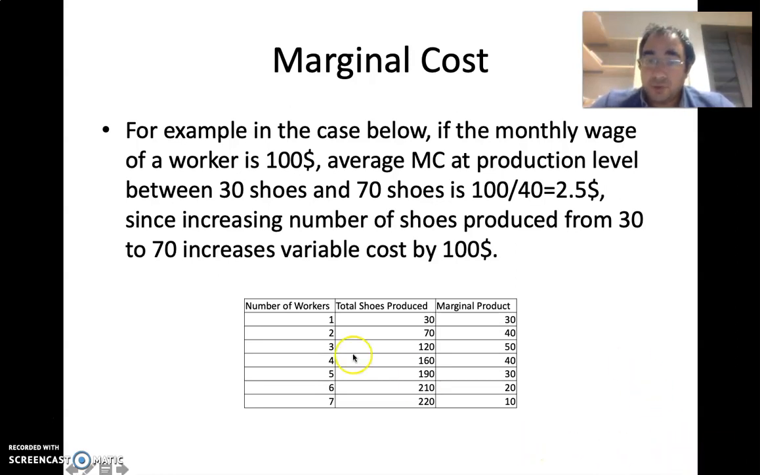When we move to the fourth worker, the fourth worker is producing 40 TVs for $100. So marginal cost on average again becomes 2.5. And when you move to the fifth worker, marginal cost on average becomes 3.3. So marginal cost increases. Why does it increase? Because you pay the same to the additional worker, but get fewer TVs in return.